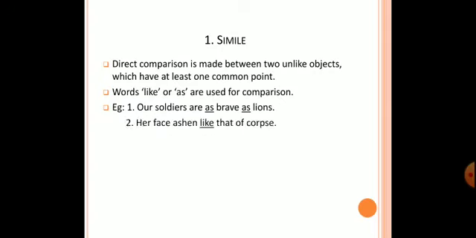The second example: her face ashen like that of corpse. Now over here you can see that the word "like" is underlined, which means it is a simile. And over here a comparison is made. The first is her face ashen. Ashen means pale or colorless, and it is being compared with whom? With a corpse. Corpse means a dead body. So a comparison is being made between them.